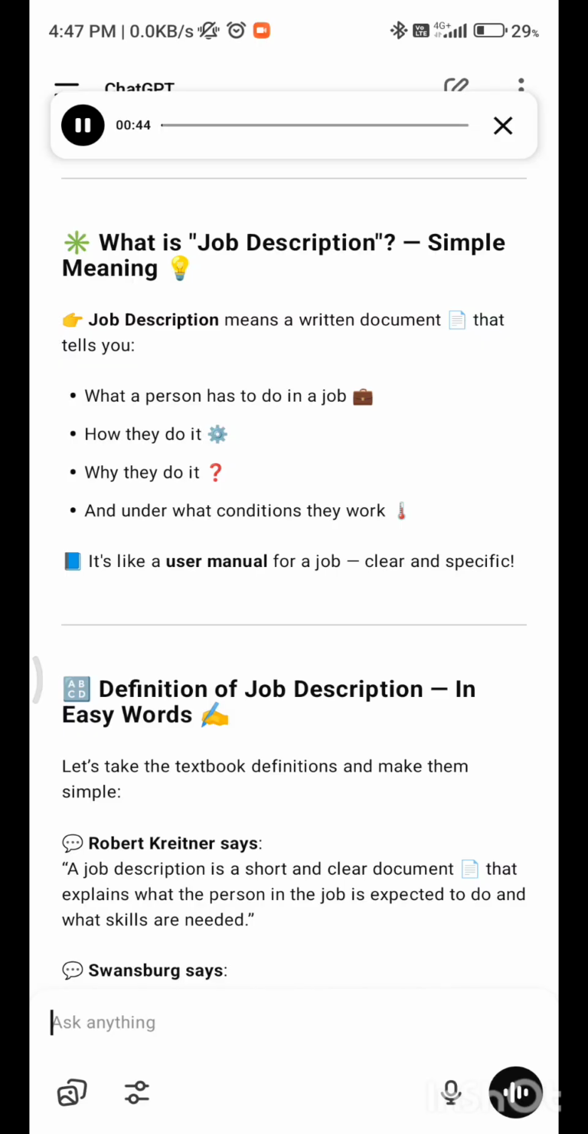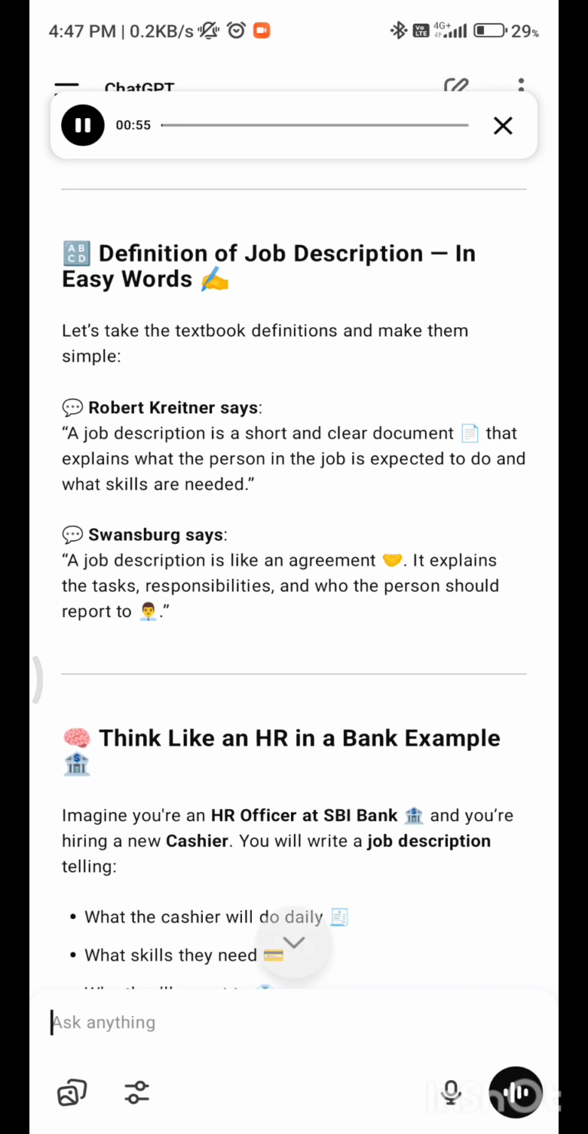Definition of job description, in easy words. Let's take the textbook definitions and make them simple. Robert Kreitner says, a job description is a short and clear document that explains what the person in the job is expected to do and what skills are needed. Swansberg says, a job description is like an agreement. It explains the tasks, responsibilities, and who the person should report to.